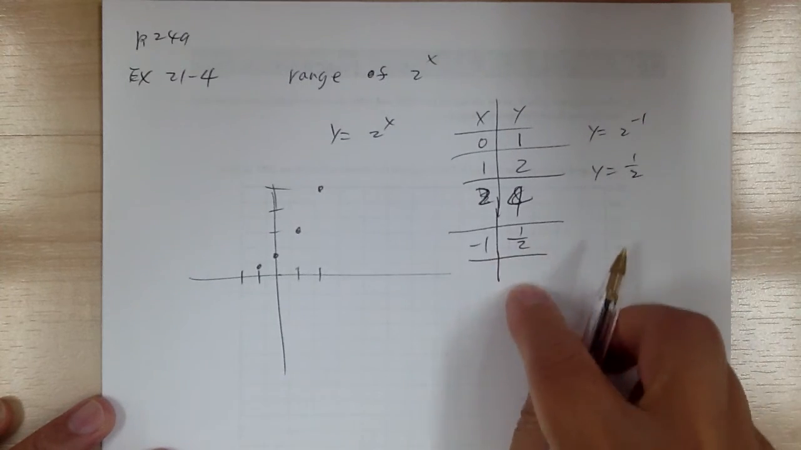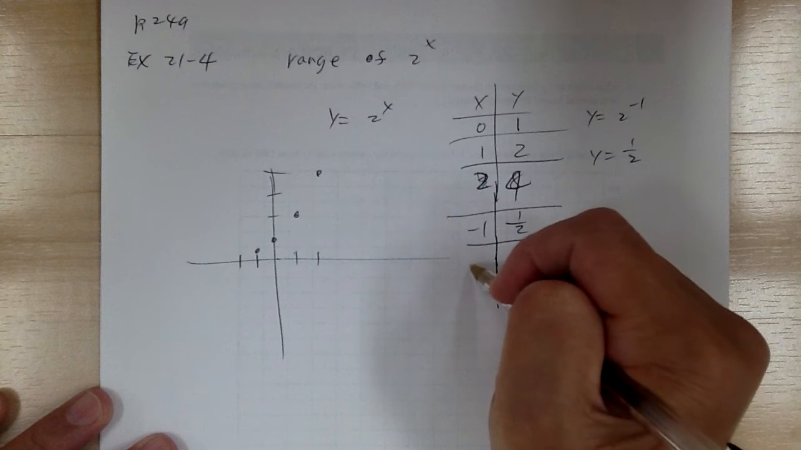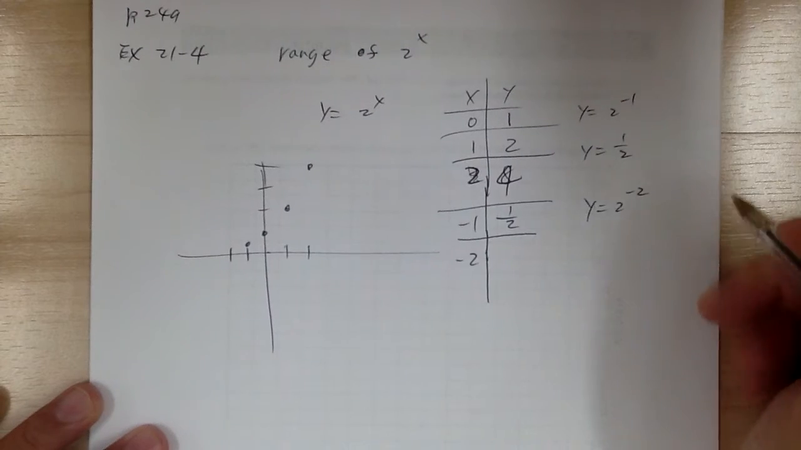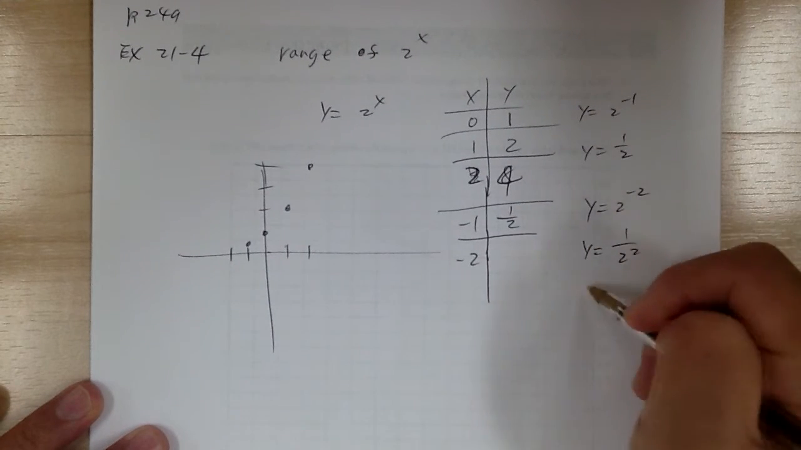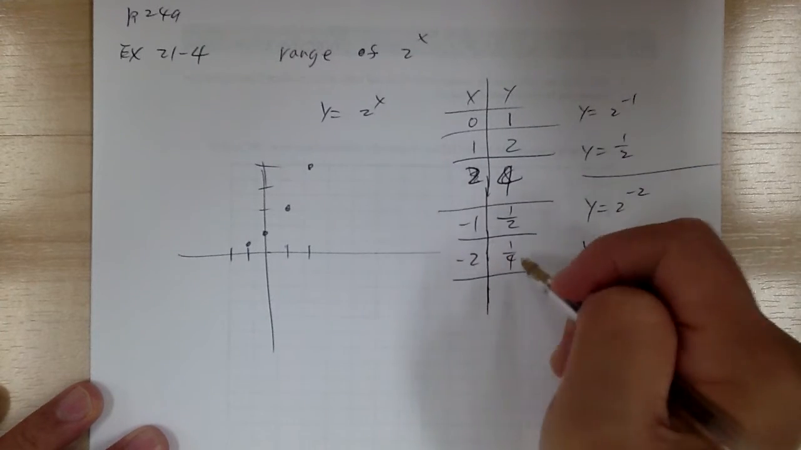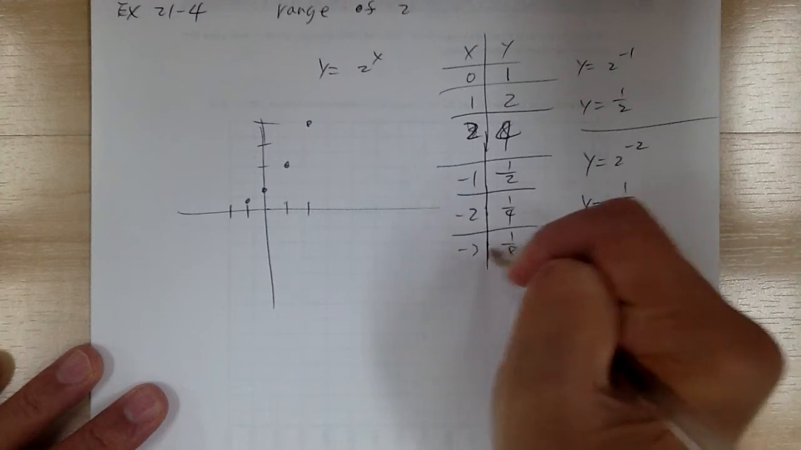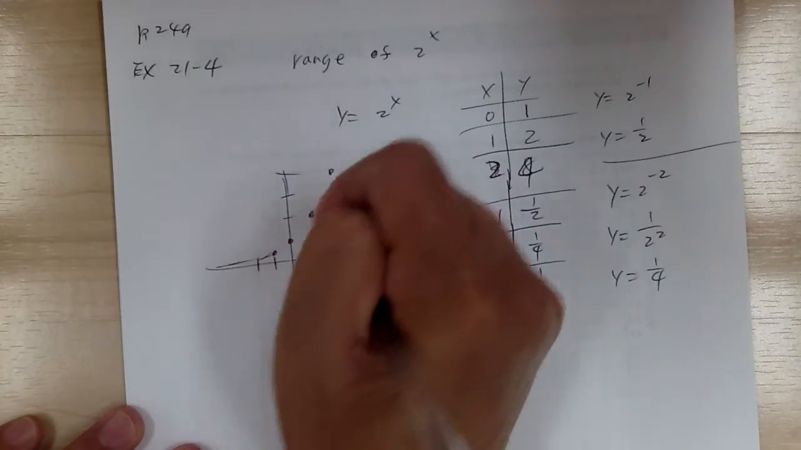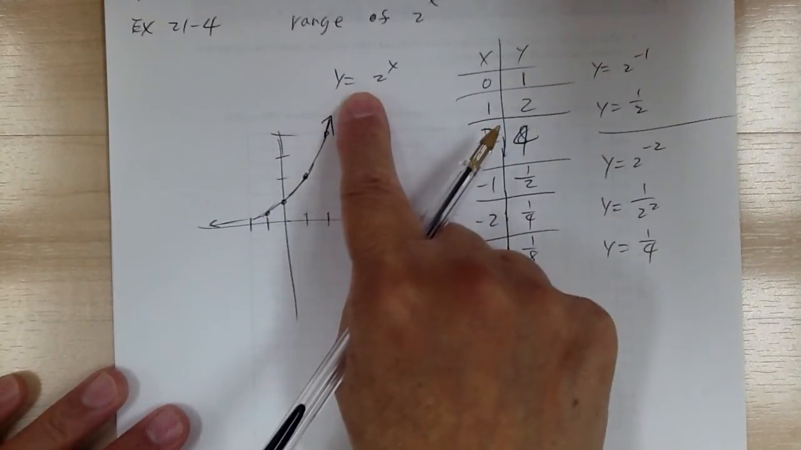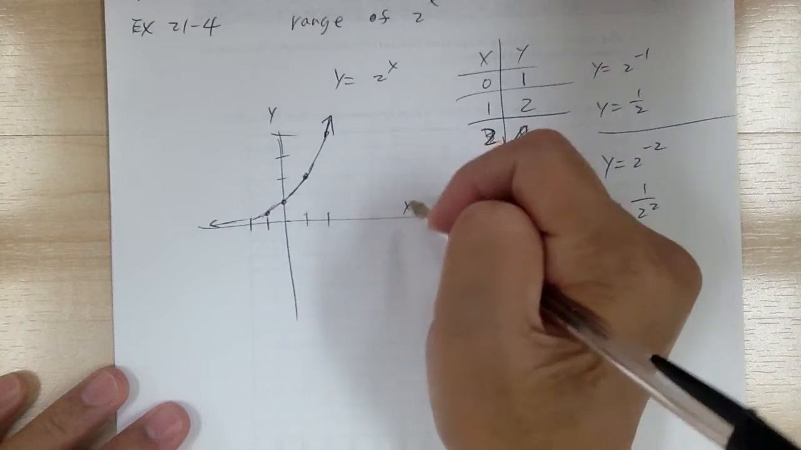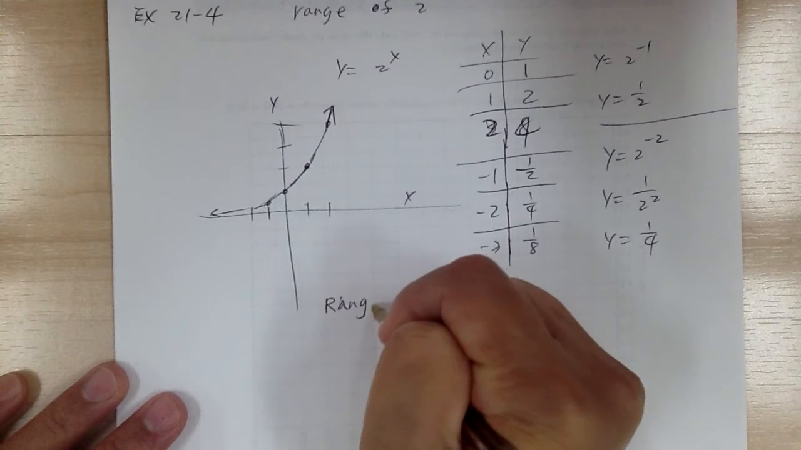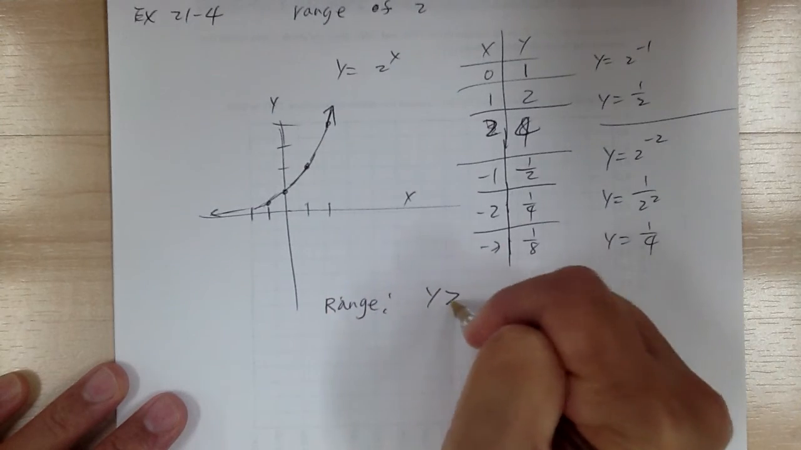Notice you're never going to get negative. And then if x equals -2, then you got y equal to 2 to the -2, so y equals 1 over 2 squared, so y equals 1 over 4, and so forth. So you can see the pattern. So -3 will give you 1/8. So this is going to look like this. The range is the y value. So here's your y, here's your x. So you can see that the range is y greater than 0.